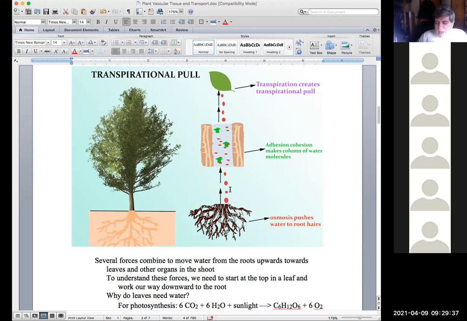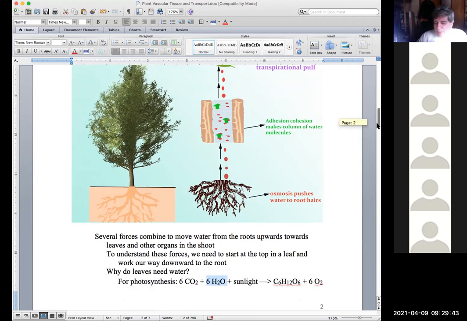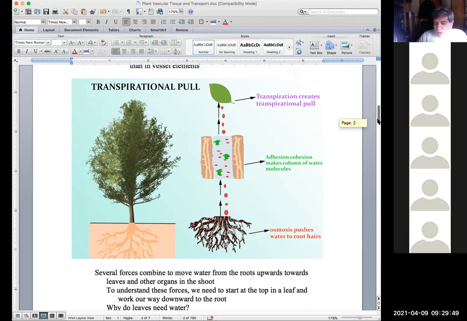Let's keep in mind why we need water in the first place. Remember, water is one of the reactants of photosynthesis. So when we look at water, let's think about how we get a pull upwards. The real key to thinking about the movement of water through the tree is something that we talked about back in Biology 105.